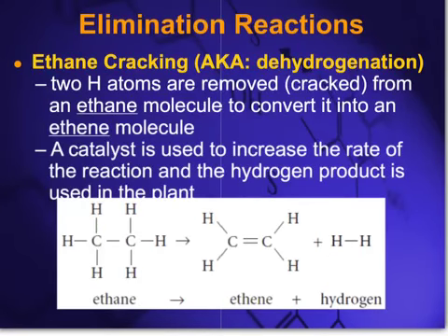A third type of elimination reaction is called dehydrogenation. As the name implies, it is the removal of a hydrogen molecule from a saturated compound. It is most commonly done to ethane, so another name for this reaction is ethane cracking. A catalyst is used to increase the rate of reaction for the reaction of ethane to ethene with hydrogen also being produced as a product.